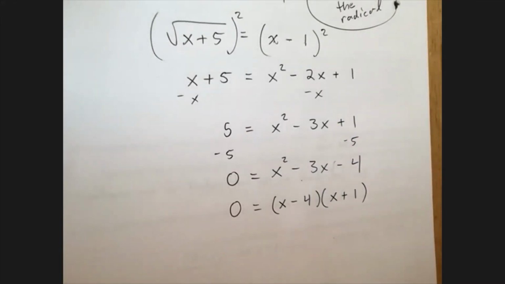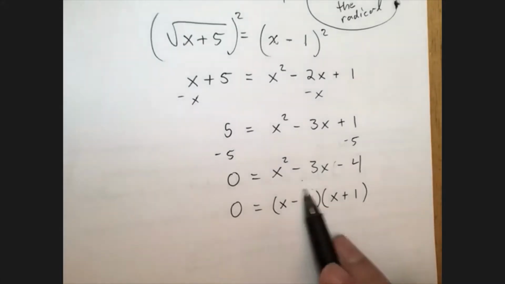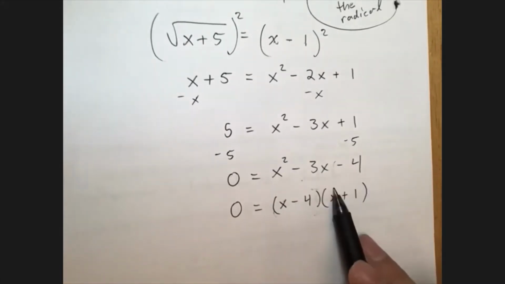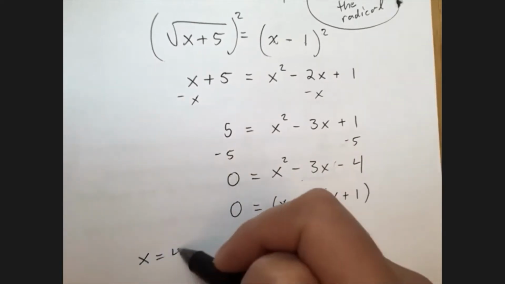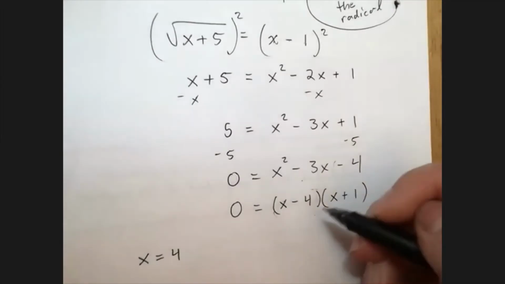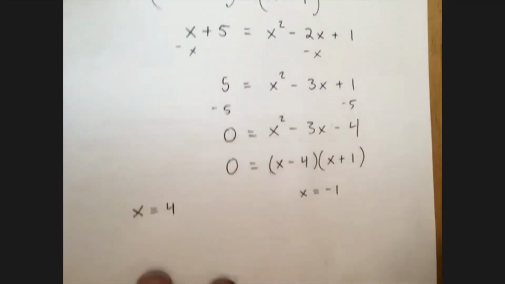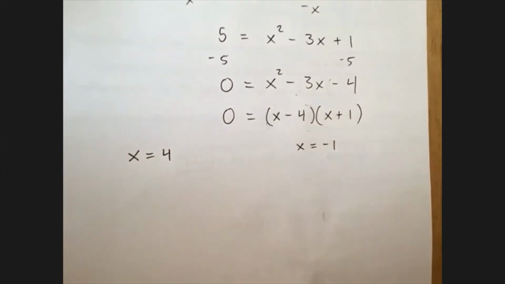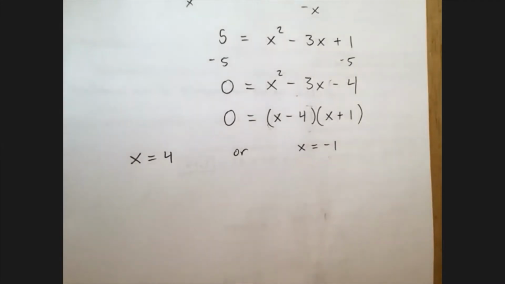So it factors like this. x minus 4 times x plus 1. And now the zero product property says that the solutions are going to be the things that make this 0 or this 0, right? So we have x equals 4. And then we also have x equals -1. Okay, so either of those two things, maybe both of them, will be solutions.